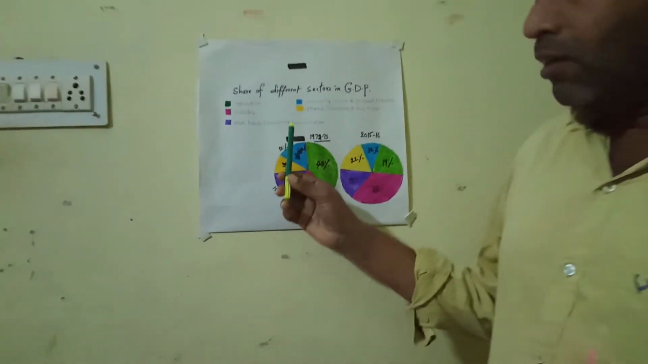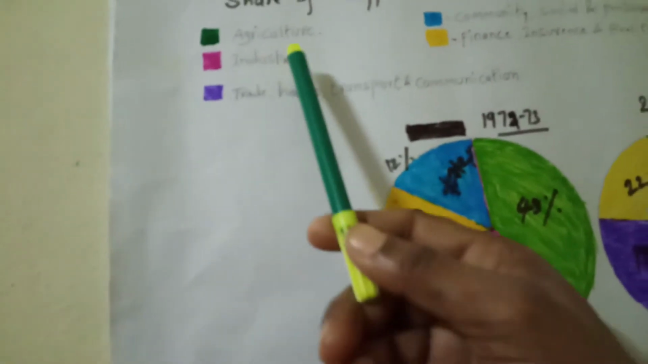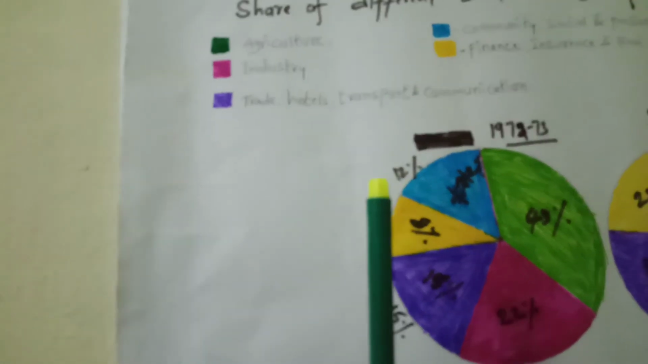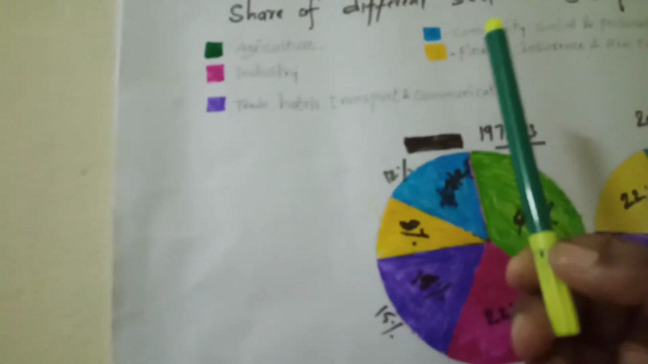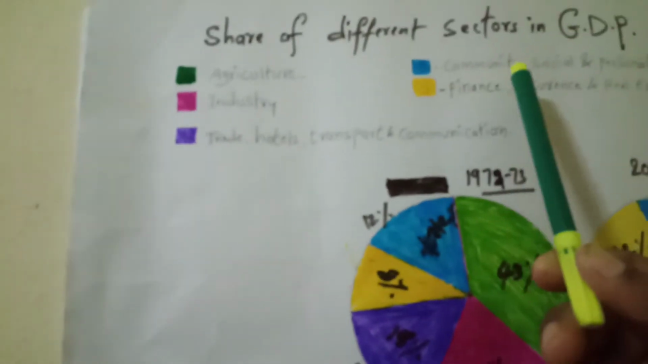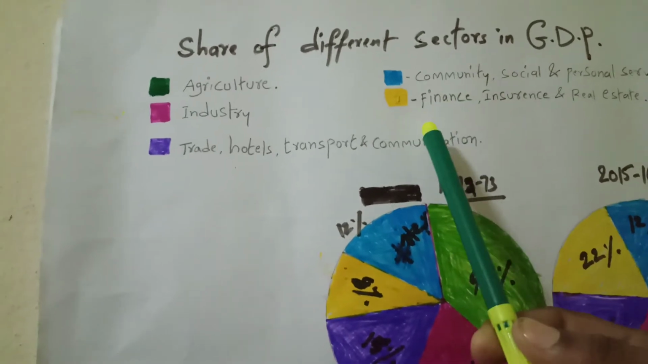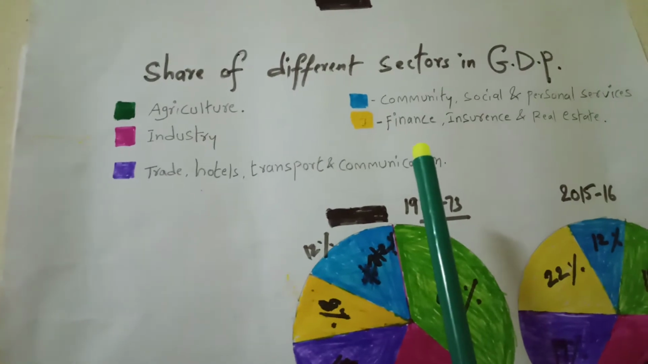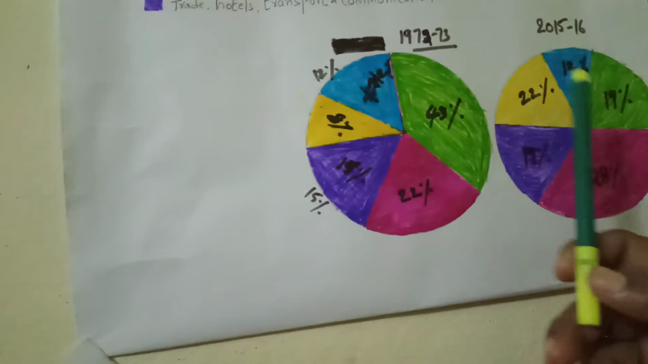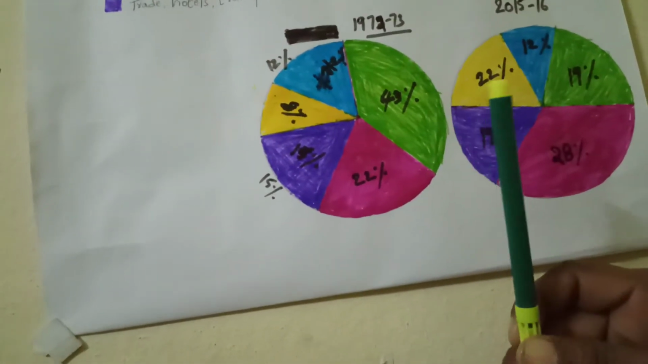So here the agriculture sector is shown by green color, the industrial sector by pink color, and this violet color, blue color and yellow color are the service sector. These are different subsectors in service activities. These three belong to the service sector. Here we have the GDP of two different years.